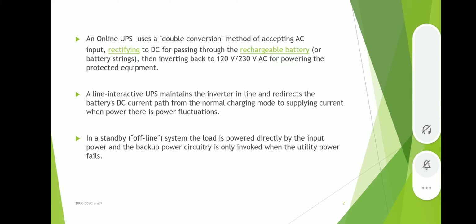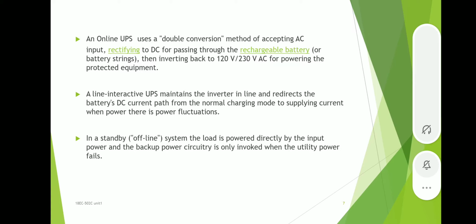Whatever the supply, online means the supply is AC, and there is a rectifier. It converts AC to DC and charges the battery. The battery is then connected to the load through the inverter, which converts DC to AC.